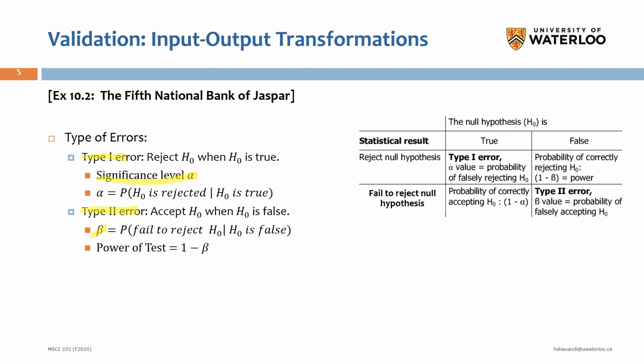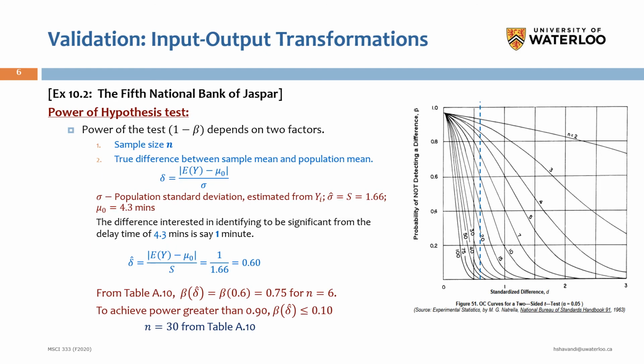So because of that, here we have one measure which is called the power of test, and it is 1 minus beta. Okay, the power of a hypothesis test depends on two factors: sample size n, and the true difference between sample mean and population mean. So here the population mean is the mean obtained from the real system, and the sample mean is obtained from the data from the simulation model.